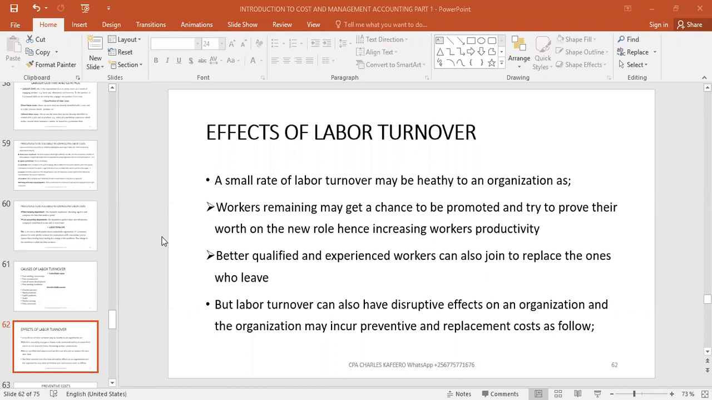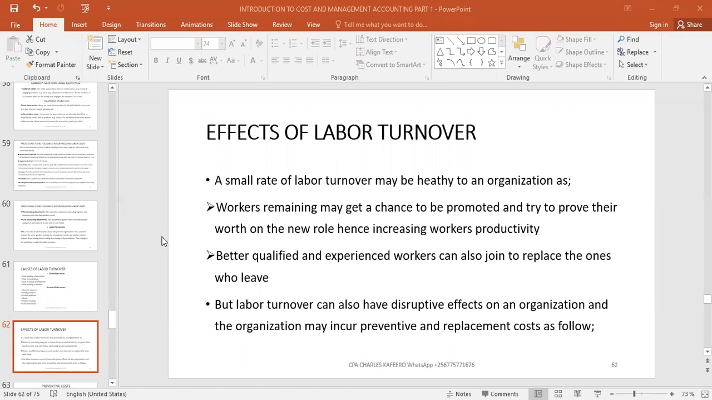But we can talk about the extent when employees leave the organization to a larger extent, or there are so many employees who are leaving the organization. That one, we said it affects the organization in such a way that the company is going to be incurring more costs, in terms of the preventive or the replacement costs. The preventive costs, those are the costs we incur to maintain the people who are leaving the organization, to make sure that we convince them they stay and they be working for the organization.